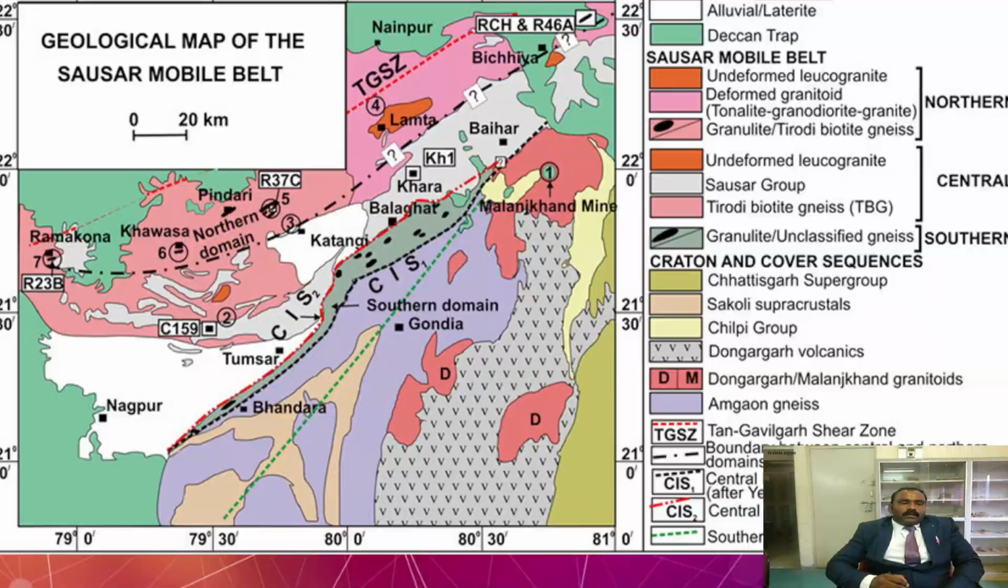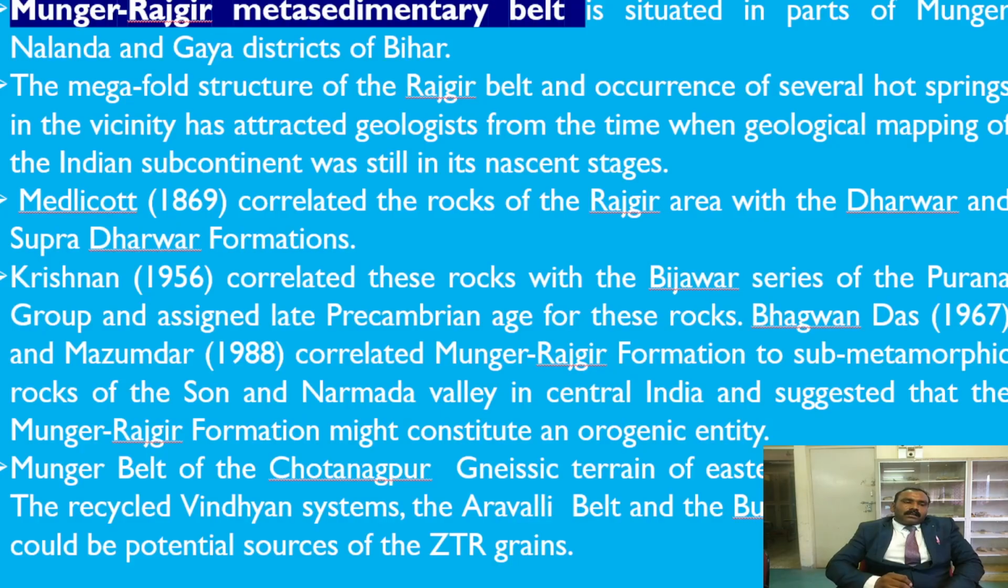This is the geological map of the Sausar mobile belt, in which we may have different kinds of formations, particularly the northern, central and southern groups, and how the Sausar mobile belts are undeformed or the leucogranites are occurring. Then the Munger group, the next point, is in Munger or Rajgir.